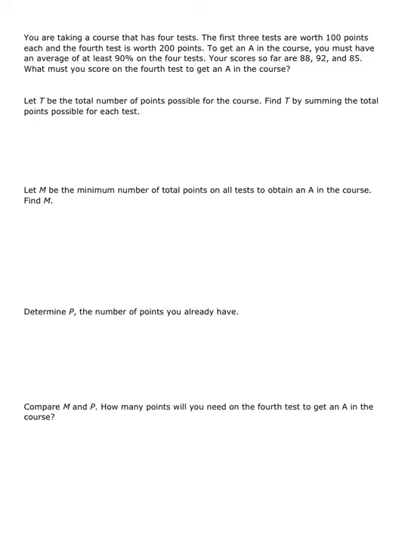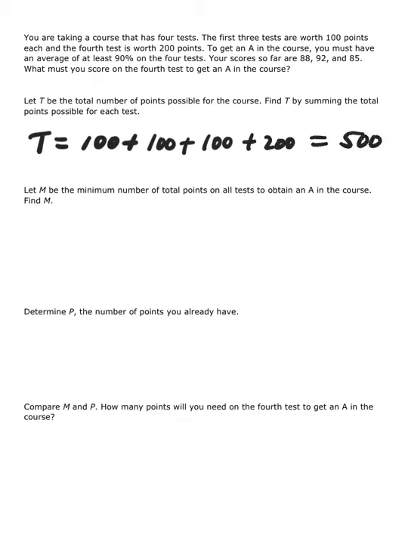Okay, now on WebAssign, this is broken down into multiple parts. Your first part is let T be the total number of points possible for the course. Find T by summing the total points for each test possible. Okay, the first 3 tests are 100 points each. The 4th test is worth 200. Okay, so that gives us 500 points total for the class.